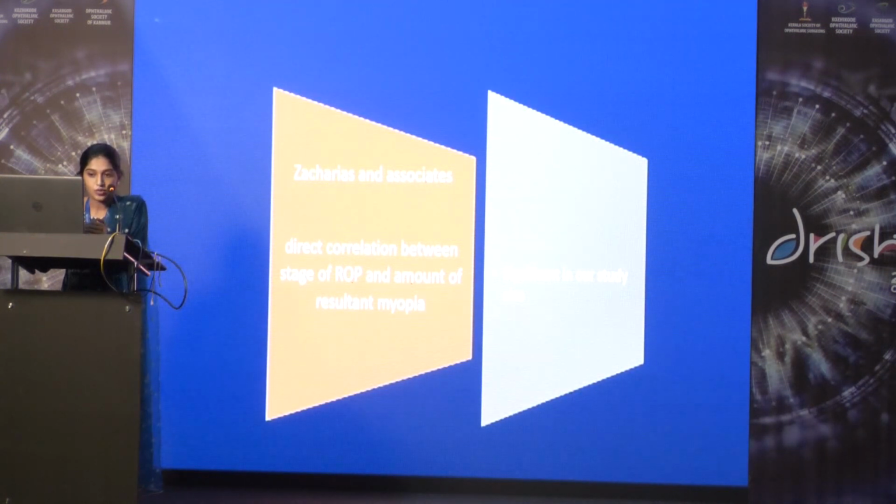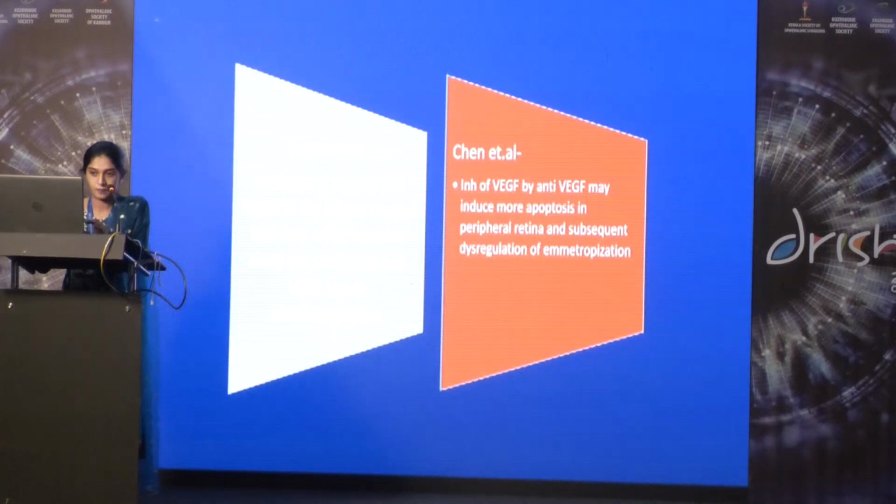So in our study, we have noted that the stage of ROP and the amount of resultant myopia had a significant correlation. Zacharias and associates have also shown the same. With the advent of anti-VEGF, it was thought that the incidence of myopia would be reduced when infants were treated with anti-VEGF, but other recent studies have shown that this is not true. In our study also, we noted that myopia was higher in the anti-VEGF and combined anti-VEGF and laser groups. Chen et al. have postulated that inhibition of VEGF by anti-VEGF may induce more apoptosis in the peripheral retina and subsequent dysregulation of emmetropization.